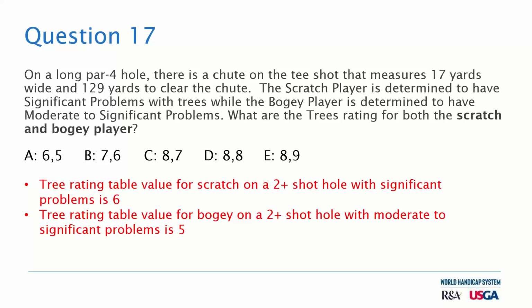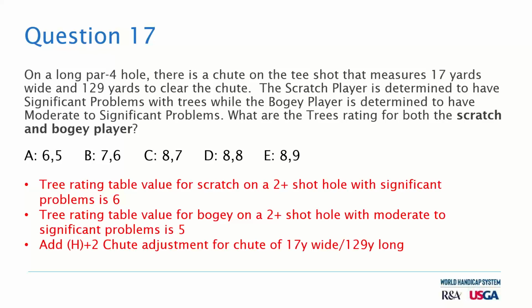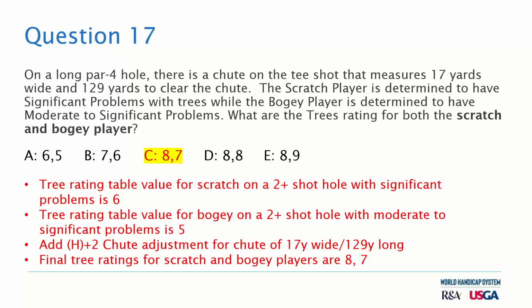So our 6s and 5s become +2s on those adjustments. So we add 2 to each value. So our 6s and 5s become 8 and 7 for our final value, which is letter C. We're going to add 2 points to the table value right there.